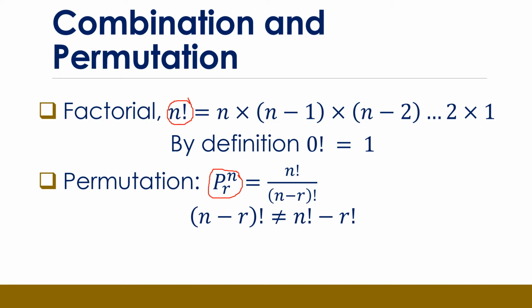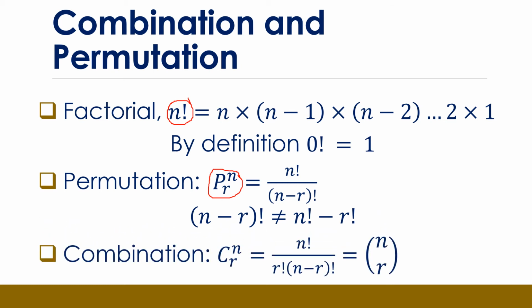Where order of arrangement is not important, then we use combination. The number of ways of selecting r objects from a set of n objects where order is not taken into account is given by N combination R.